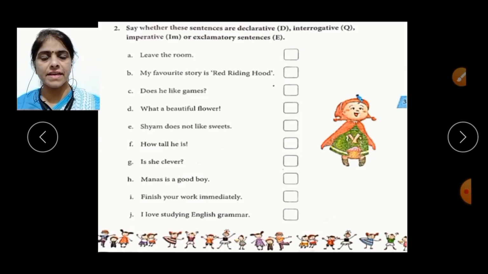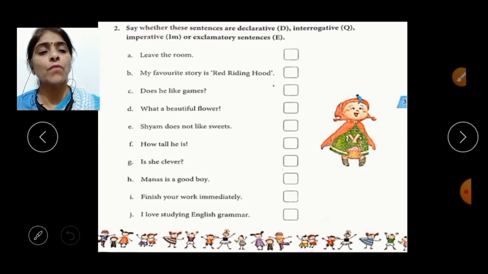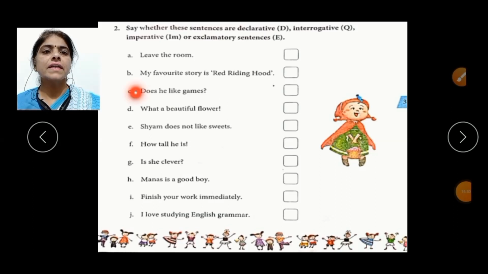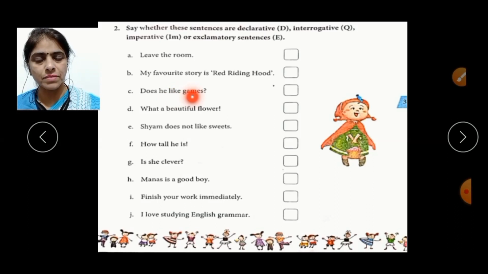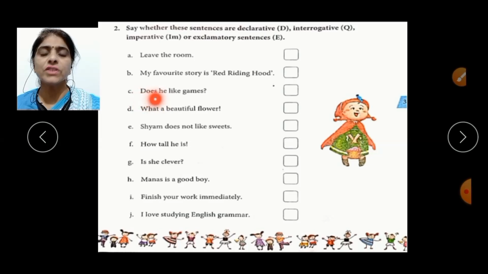The next sentence is, my favorite story is Red Riding Hood. As this sentence states something, it is a declarative sentence. And for declarative sentence, we will write D. Now let's have the next one. The third example is, does he like games? As you can observe, this sentence is asking something and also it is having a question mark at the end. So, which kind of sentence is this? It is an interrogative sentence. For interrogative sentence, we will write Q.